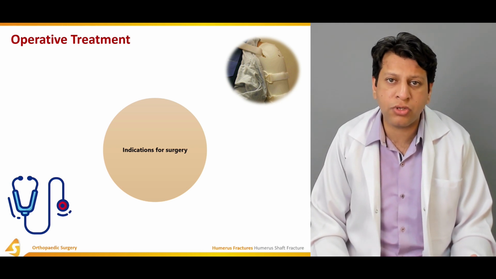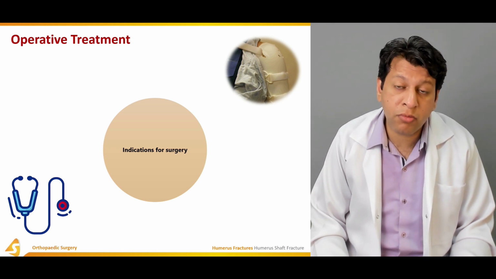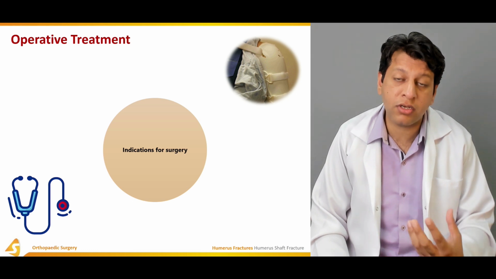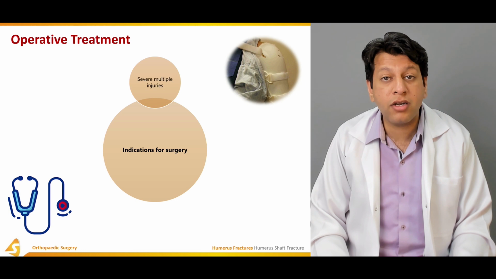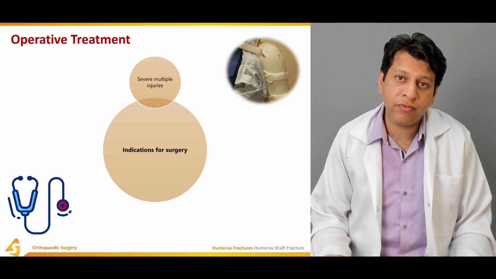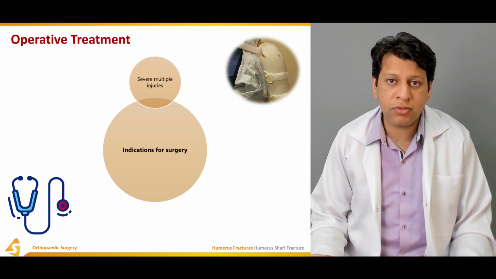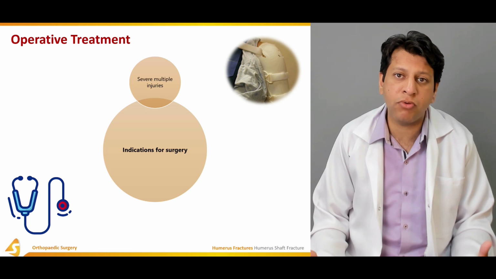Now, operative treatment is only when either it's not meeting the criteria, there is a lot of anterior posterior angulation or mediolateral angulation, or there is more than 3 centimeter of shortening in the shaft of the humerus fracture, then probably we have to go for operative fixation. Or it is associated with high energy trauma and there is a floating elbow. There is a fracture of, for example, the shaft of the humerus along with a radius ulna fracture. So there's a floating elbow kind of situation.